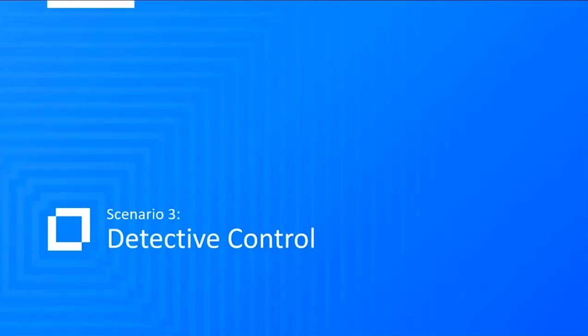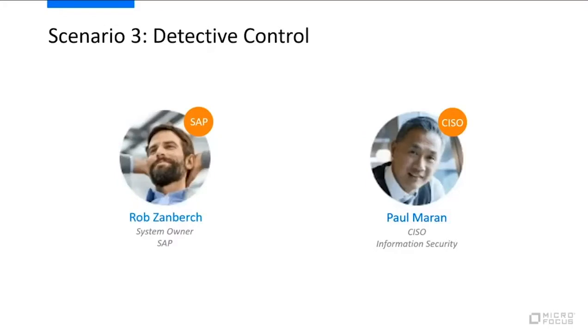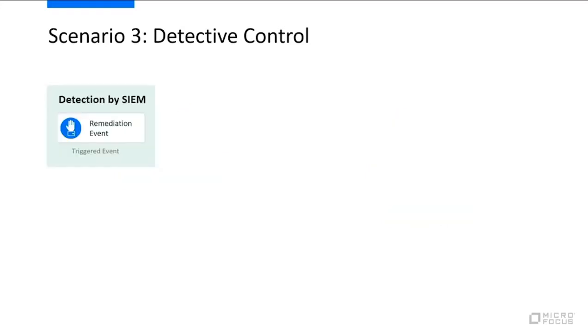So that brings us to our next scenario, detective control. And this is going to involve a few different parties, which is Rob, the system owner for SAP, as well as the CISO, Paul. So we saw previously Kim was exploring the application. He was doing things that we would not normally allow, but because he was accidentally given that access, he was able to run those commands.